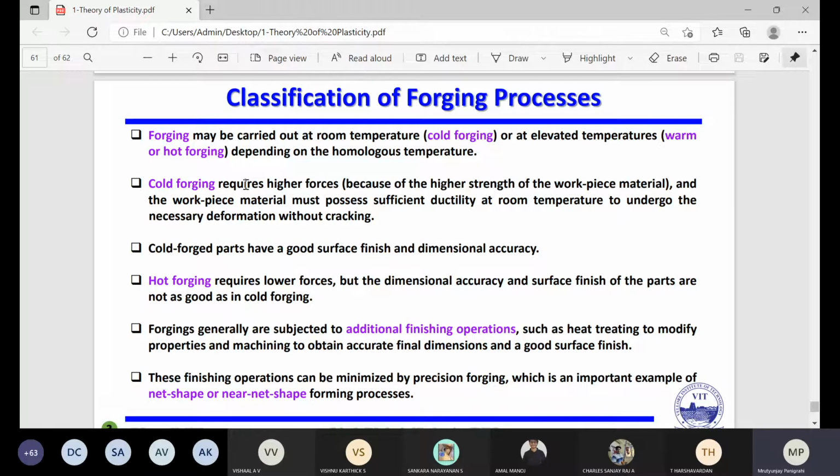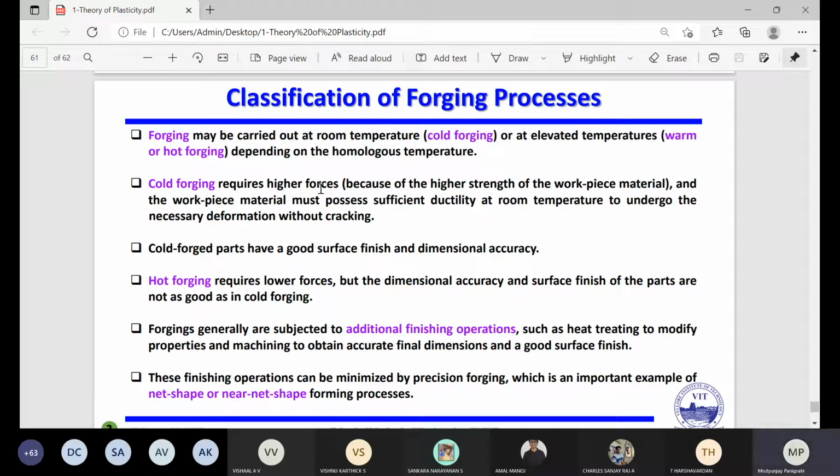So in cold forging, you are giving higher forces, and the cold forged parts have a good surface finish and dimensional accuracy. After forging, whether cold or hot, another question will come: whether a finishing operation is required or not. The cold forging requires higher forces, whereas hot forging requires lower forces, but the dimensional accuracy and surface finish of the parts are not as good as in cold forging.